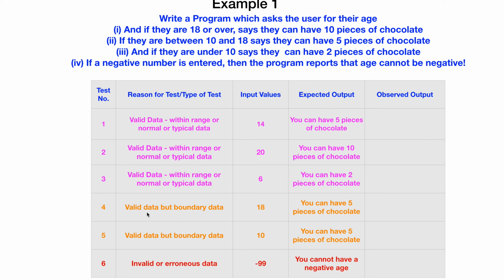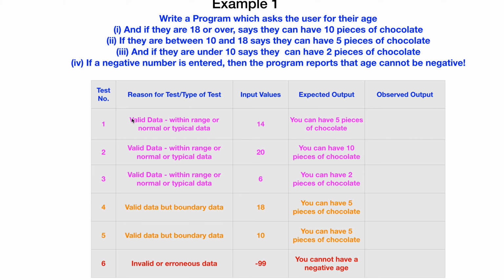Test 4, we have valid data, but it's boundary data. Here the input value is 18. You can see 18 is at a boundary. So the expected output is you can have 5 pieces of chocolate. Test 5, valid data again, but boundary data. And we have 10, and it says you can have 5 pieces of chocolate, which is the expected output. And test 6, you have invalid or erroneous data. We've typed in -99, which is a negative number, and the expected output should be you cannot have a negative age.